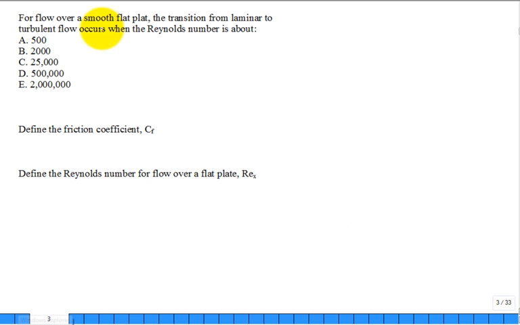For flow over a smooth flat plate, the transition from laminar to turbulent flow occurs. I know we're going to say mathematically at one unique Reynolds number. You know it's over a range that it occurs, but at what Reynolds number? A, B, C, D, or E? D. What could have helped me understand that it would have been 500,000 and not 2 million or 25,000 or 2,000? I don't know. It's just that's the way it worked out. It's around 500,000.